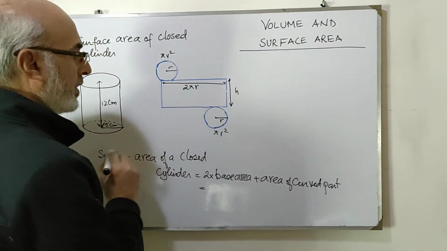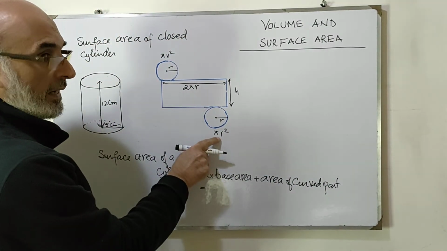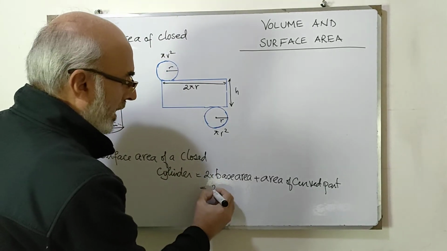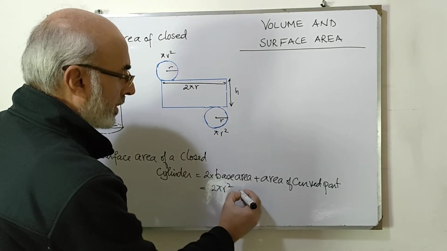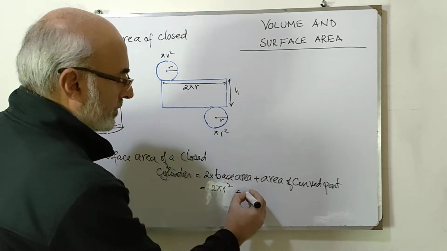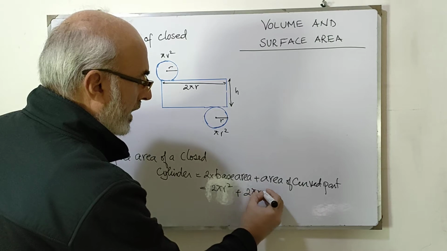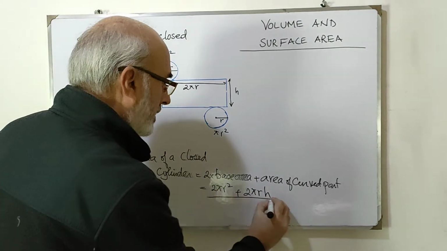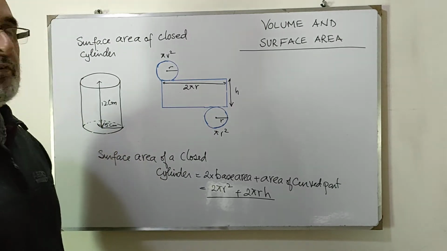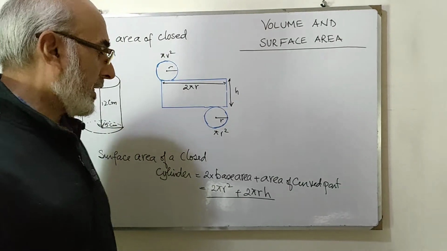So what are we going to have here? 2 pi r square, right? Pi r square. So 2 into base area, we have 2 pi r square plus 2 pi r into h. 2 pi r into h. So this is our formula for the surface area of a closed cylinder, right?